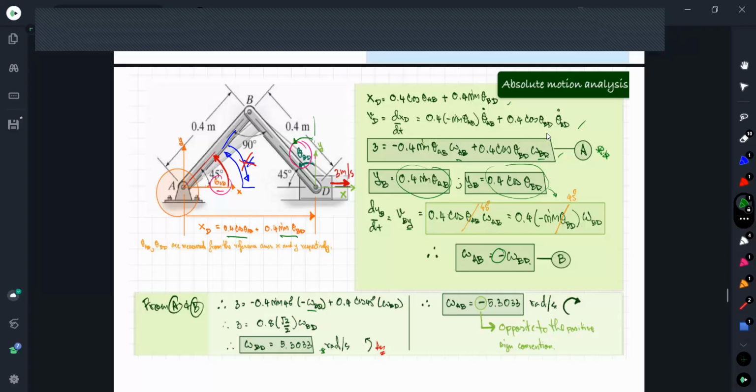So that means that omega AB is opposite to the positive sign that we set up at first. We set up counterclockwise as positive, but you can imagine that omega AB should be clockwise instead.